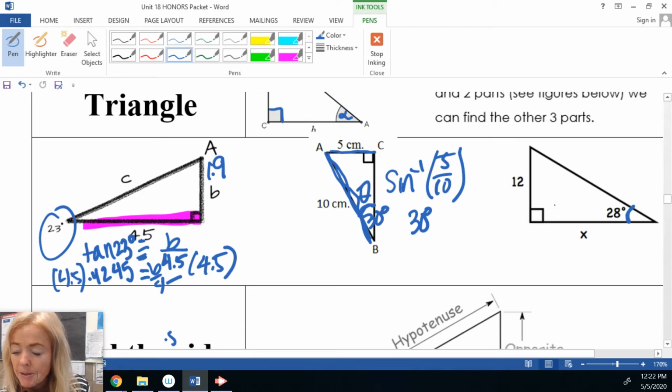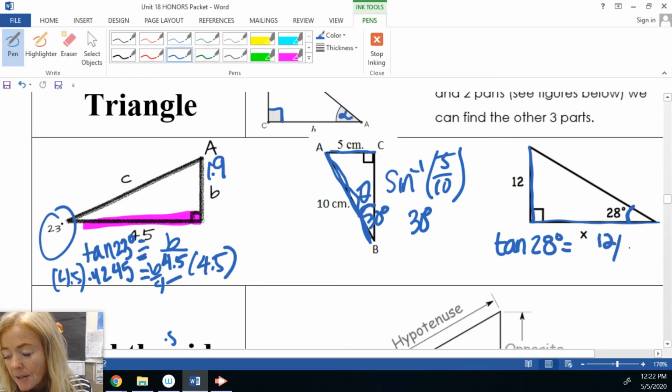Here we have a 28-degree angle. We have this side that's opposite the angle that's 12. We have this side that's adjacent to the angle that's x, and that would be a tangent function. Tangent 28 is equal to 12 over x.